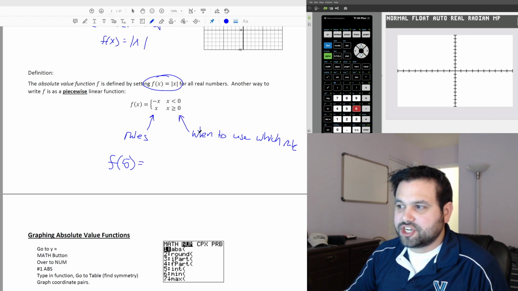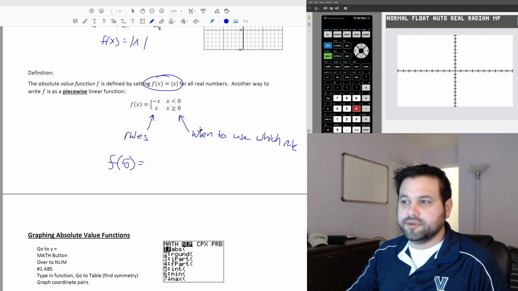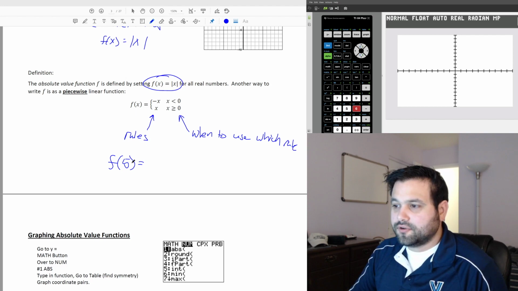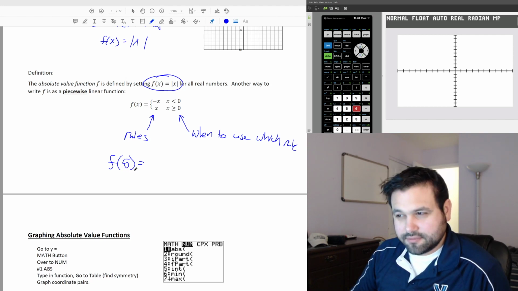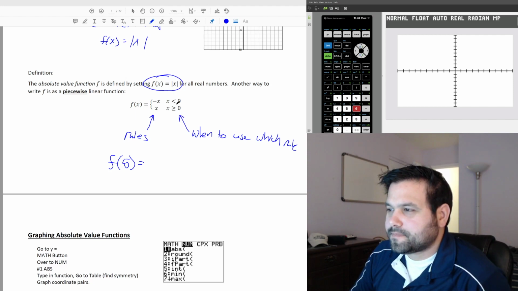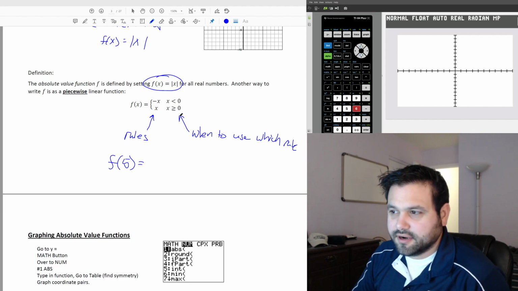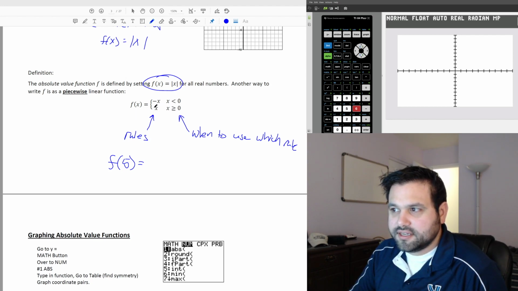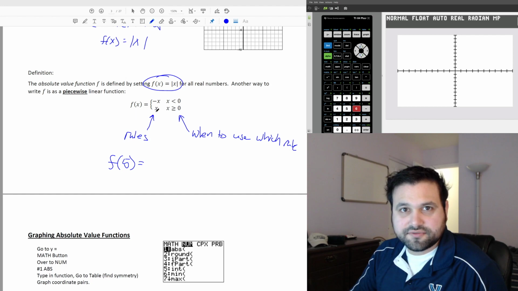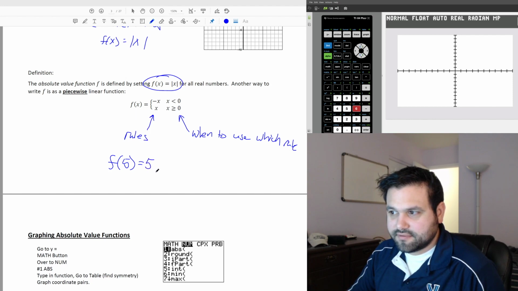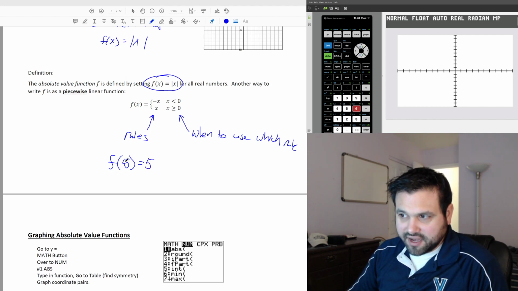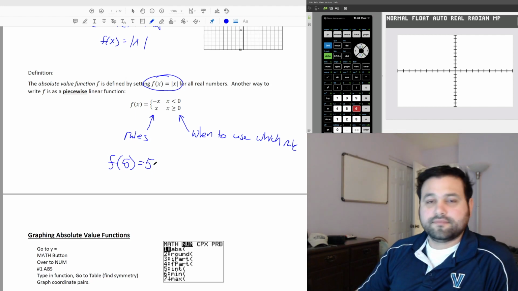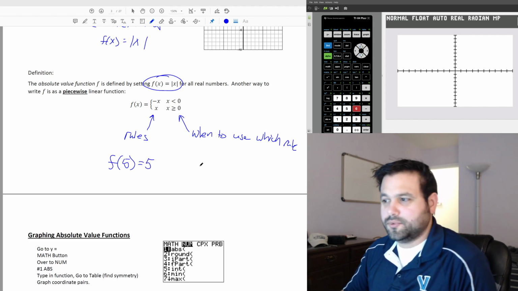Well, first we have to check this side. When do we use which rule? Because I don't know which rule to use yet. So first of all, I look at x. X is 5. Is x less than 0, or is it greater than or equal to 0? Since it's 5, it's greater than or equal to 0. And so we just have to plug it into this rule. So I plug 5 into just x, and I get 5. Is the absolute value of 5 equal to 5? Yeah, that's how this absolute value piecewise function works.